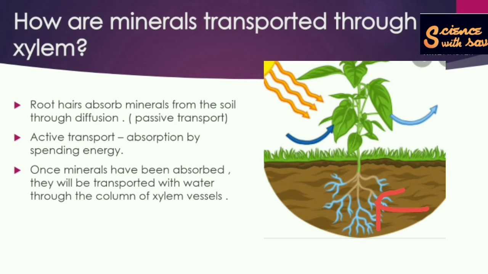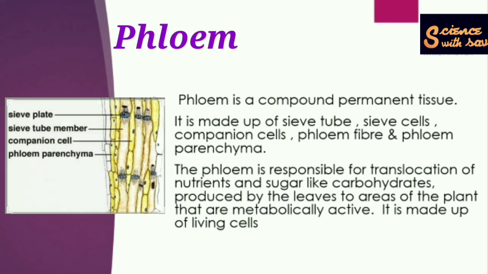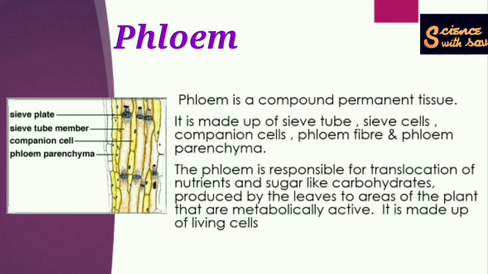So we remember that xylem helps in the transport of water and minerals from the roots to the leaves, and from the leaves the food which has been prepared is transported through the phloem tissue to all parts of the plant. So now let's see about phloem. Like xylem, phloem is another compound permanent tissue. It is also made up of different types of cells like the sieve tube, the sieve cells, the companion cells, the phloem fiber, and the phloem parenchyma.